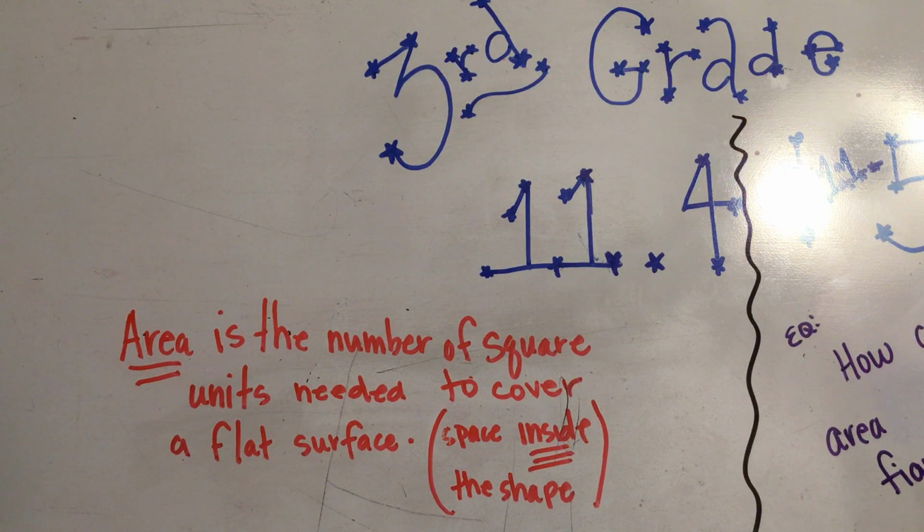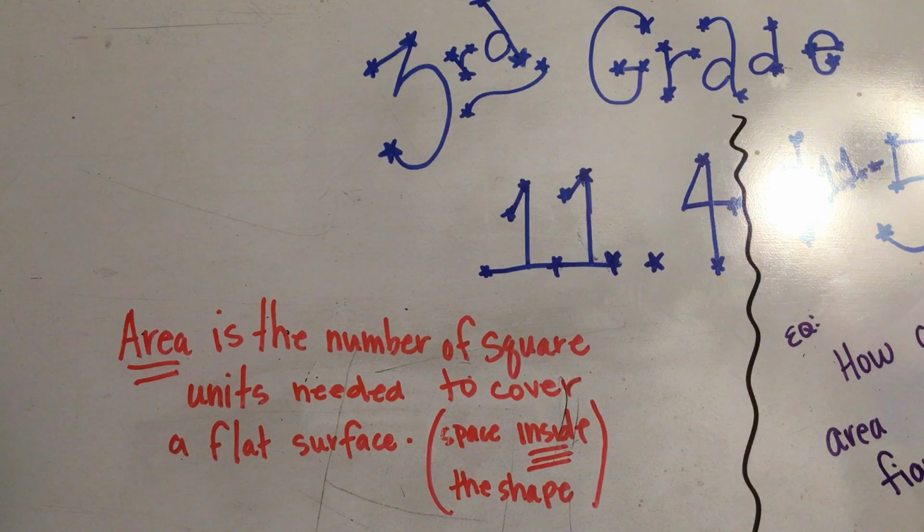So today 11.4 is just touching on the area. We're moving from the perimeter to the area today. And the area is the number of square units needed to cover a flat surface.